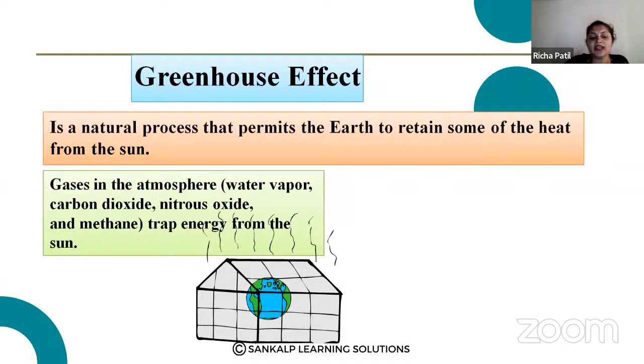Some of this heat is trapped by gases present in the atmosphere. Gases such as carbon dioxide, nitrous oxide, water vapor, methane, and CFCs, that is chlorofluorocarbons, add to the heating of the atmosphere. This results in global warming, or what is called the greenhouse effect.